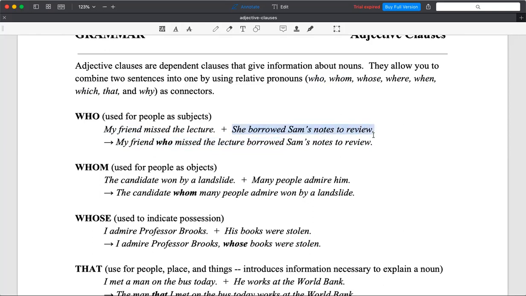This part of the sentence is the second sentence that you changed. Instead of she borrowed Sam's notes, you put it right after the noun that you're describing. You're describing your friend, so you put the adjective clause you created, who missed the lecture. This is an adjective clause.